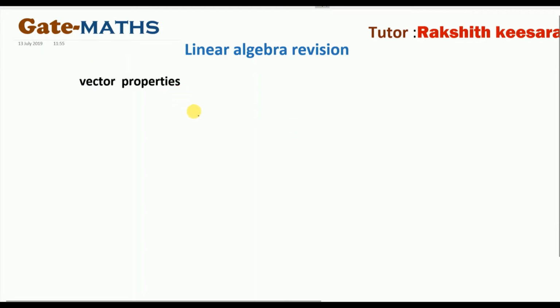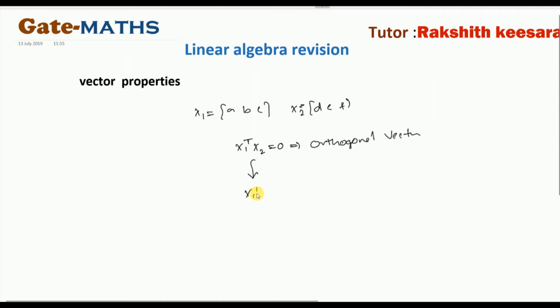While coming to vectors, suppose x1 is some vector and x2 is some vector. Then if x1 transpose into x2 equal to 0, it is called an orthogonal vector. If along with this, x1 transpose into x1 and x2 transpose into x2, if the values are equal to 1, then the whole set is called an orthonormal vector.